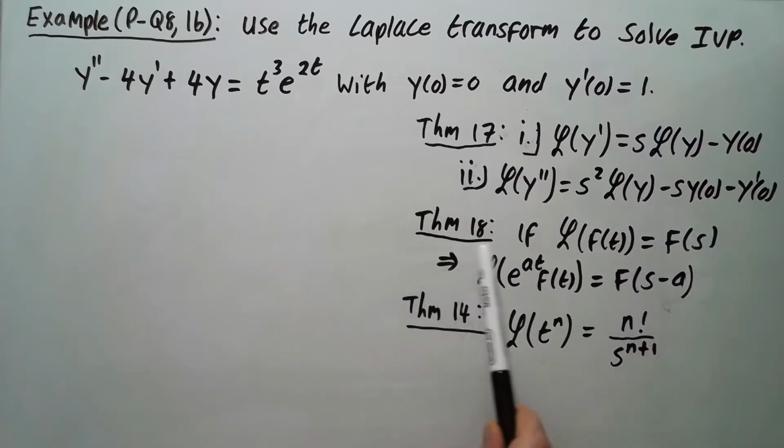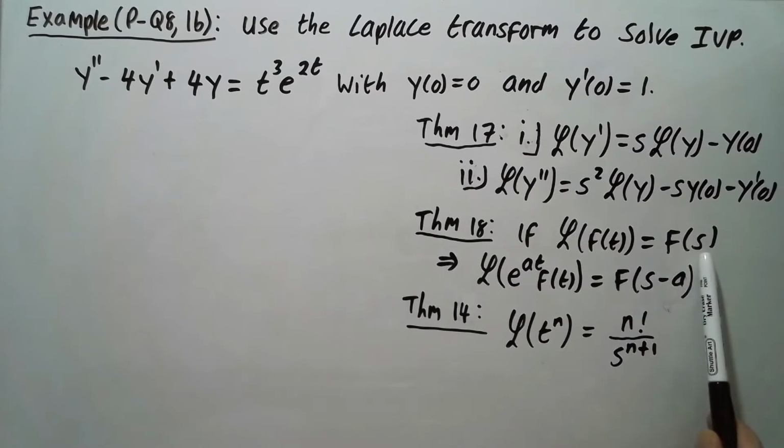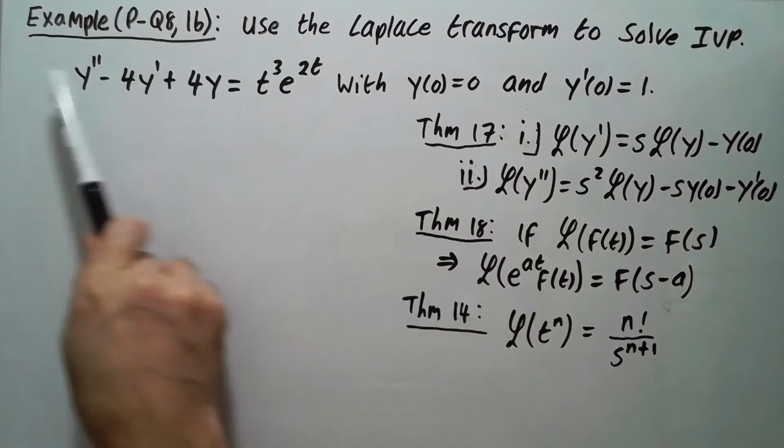We'll be using theorem 18 also, which says if the Laplace of f is big F of s, then the Laplace of e to the at times f is big F of s minus a. And theorem 14, Laplace of t to the n is n factorial over s to the n plus 1. Okay, so let's take the Laplace on both sides, step 1.